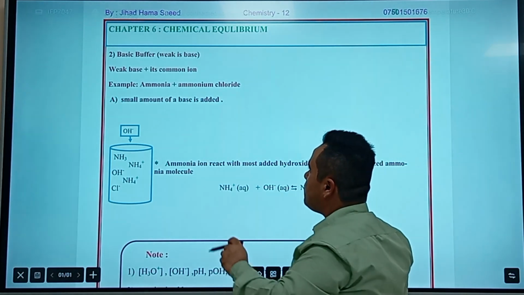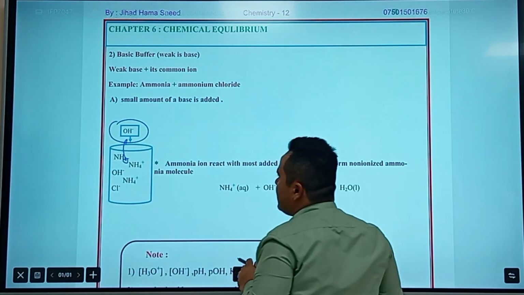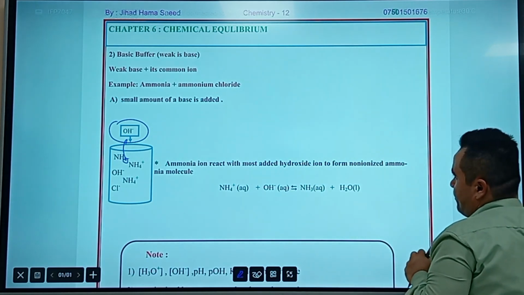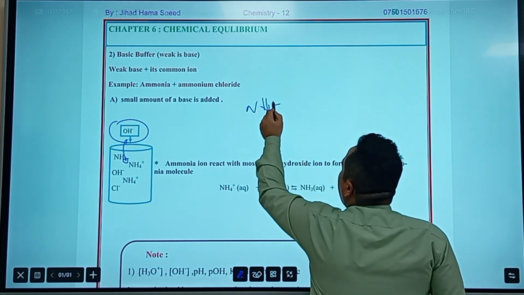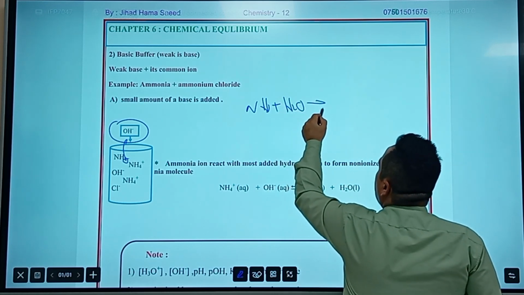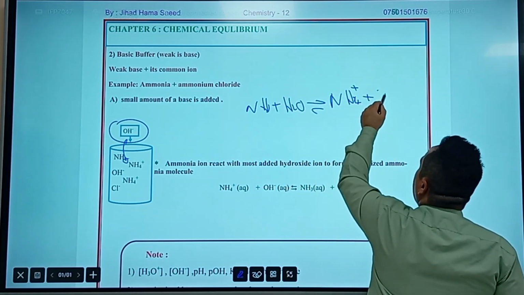The first, a small amount of base added to a basic buffer. Guys, ammonia reacts with H2O to form ammonium plus hydroxide.